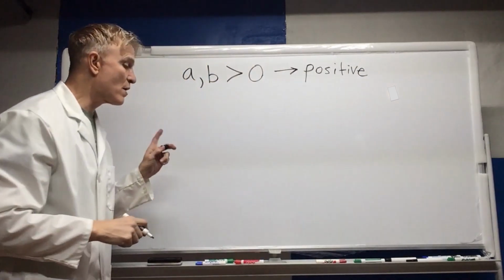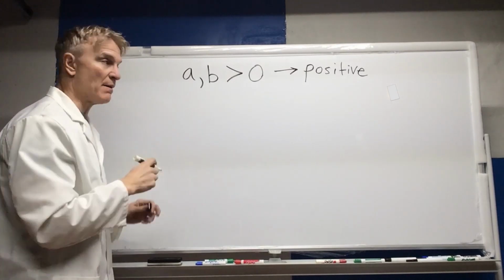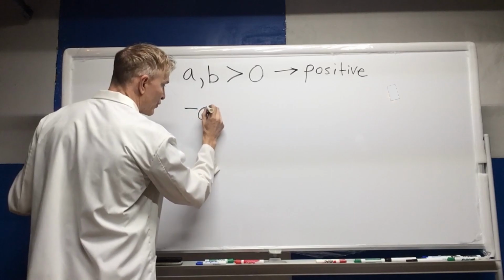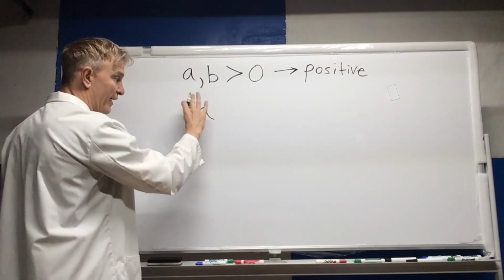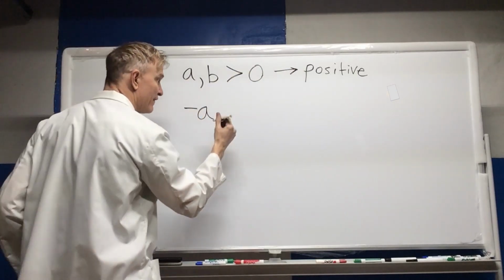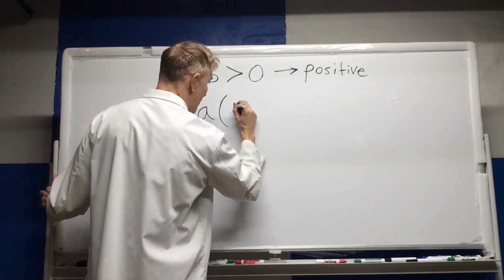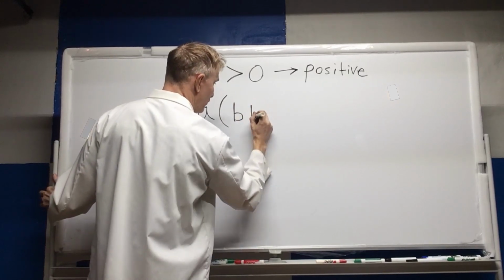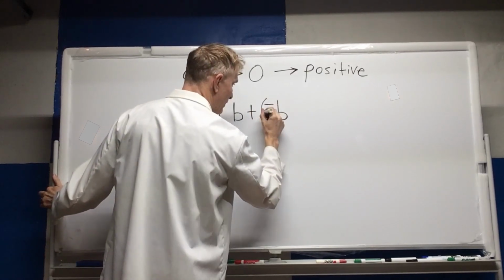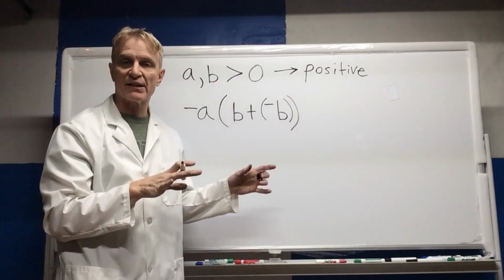Okay, so now if we do the same idea that we just did with the specific numbers, we take a negative A out here. So now I know this whole thing here has to be negative because A is positive, but it's a negative A, so that's negative. And then I do what I did with the 4s. I put a B, and then I put a plus negative B. Again, what we're doing is we're generalizing the rule.